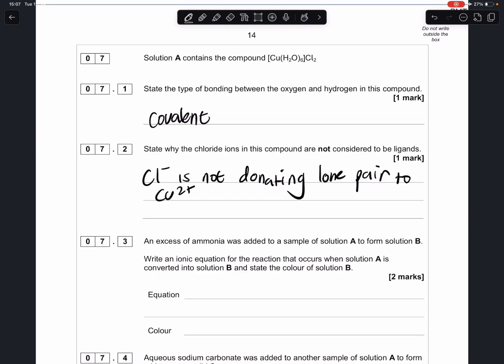And just to point out, we know that it's copper 2+ here because we need 2 Cls to balance out the 2+ charge, because these are group 7, they form -1 ions, so we need 2 of them, so that is 2-, this is 2+.